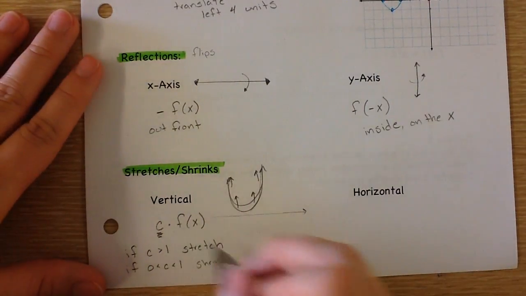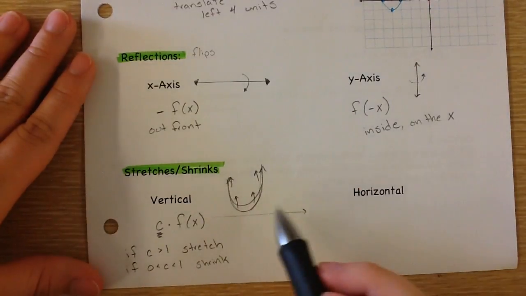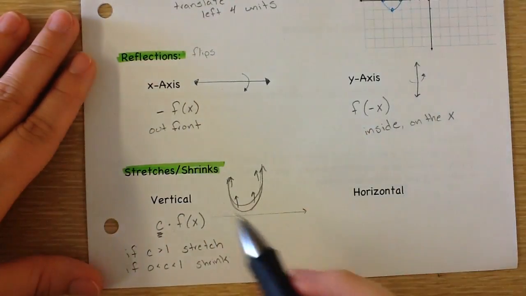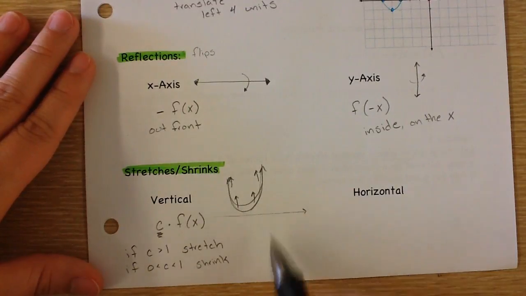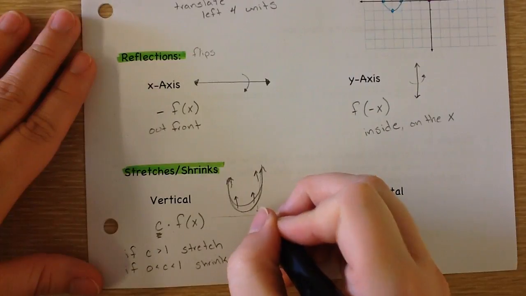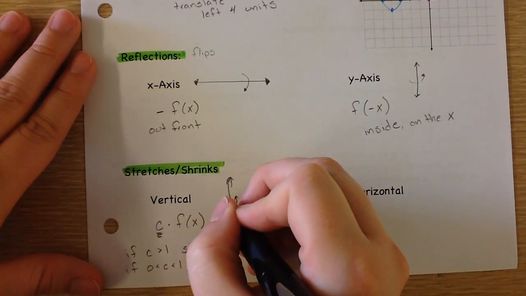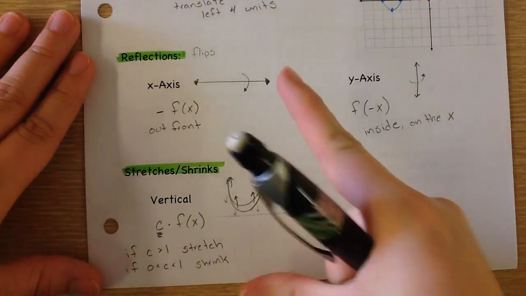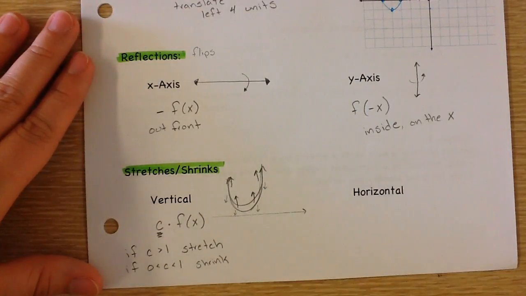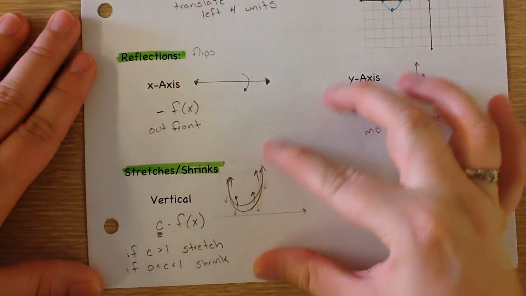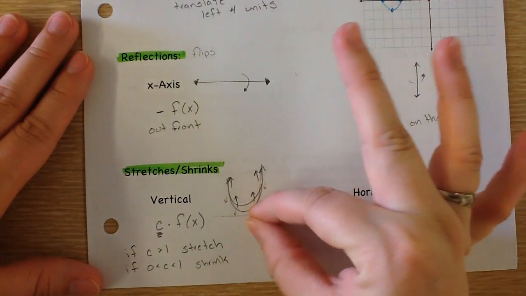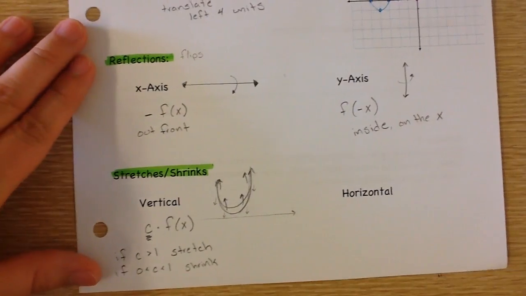So again, a stretch is a multiply, so it's going to take it that many times up. If you multiply by 4, it's going to stretch all my y's 4 times farther away from the axis. Whereas a shrink is going to pull them back down towards the axis, squishing it towards the x-axis. So a vertical stretch stretches it away from the x-axis. A vertical shrink shrinks them back closer to the x-axis.